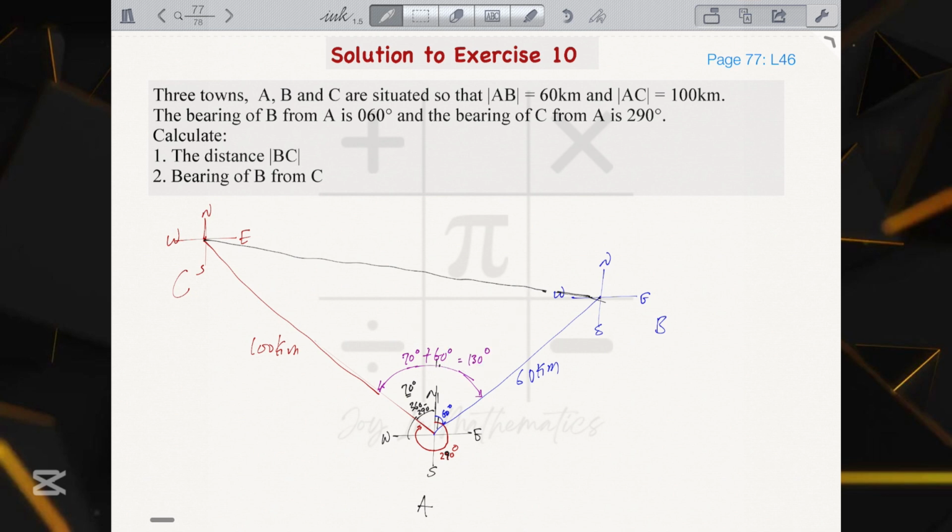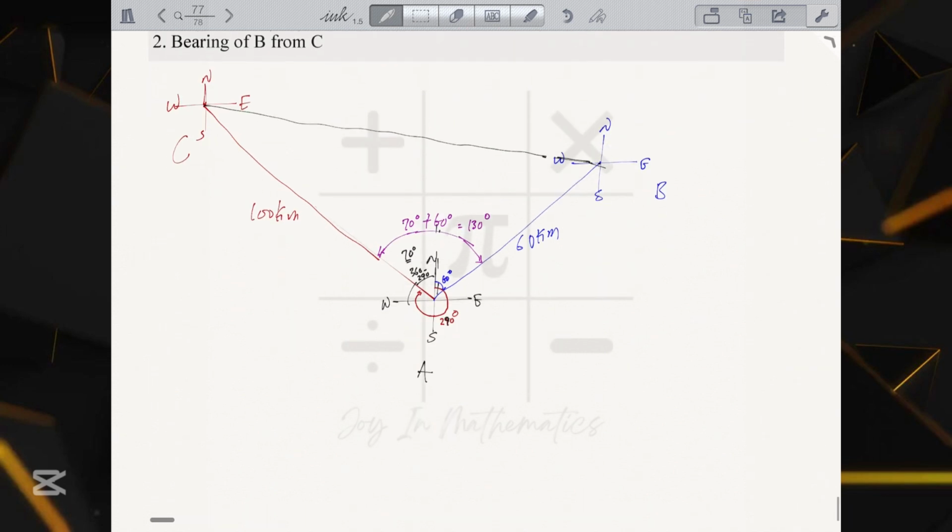Definitely we can resolve this diagram in this manner, such that we have a point A, with AB equal to 60 kilometers, AC equal to 100 kilometers. The angle between AB and AC is 130 degrees. And we are asked to find the distance BC and the bearing of B to C. So let's begin with the distance BC.